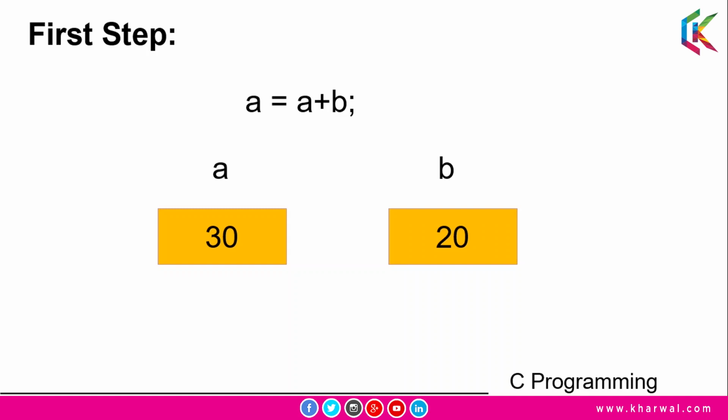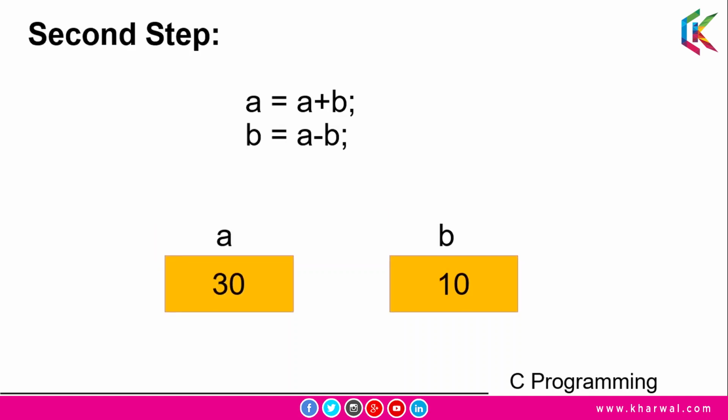And now guys, in the second step, we are performing the second arithmetic instruction, b equals to a minus b. So the value of a will be 30 and the value of b will be 30 minus 20, 10. So the value of a and b will be 30 and 10 respectively.